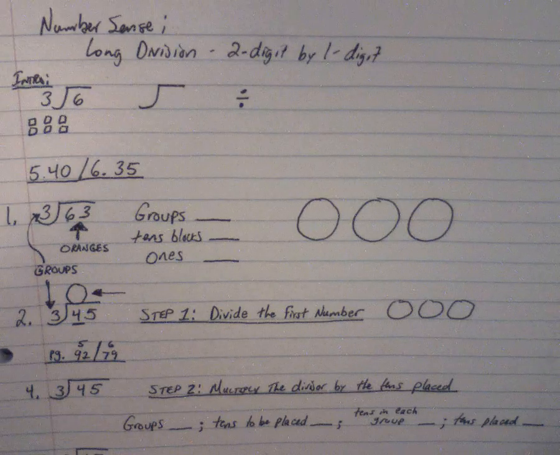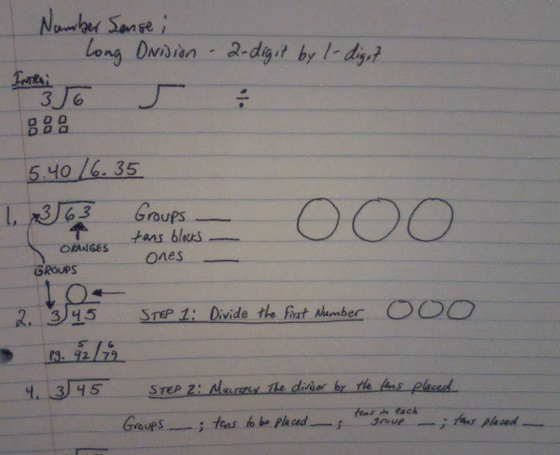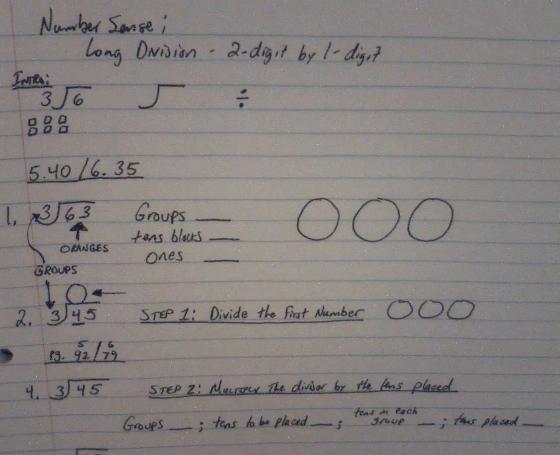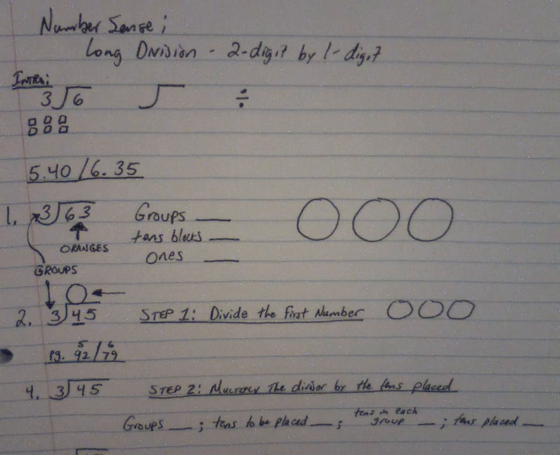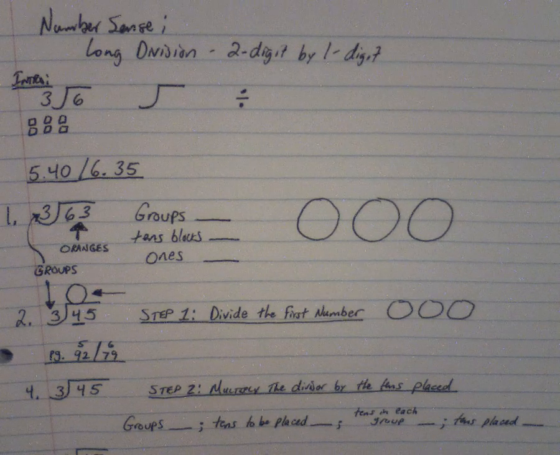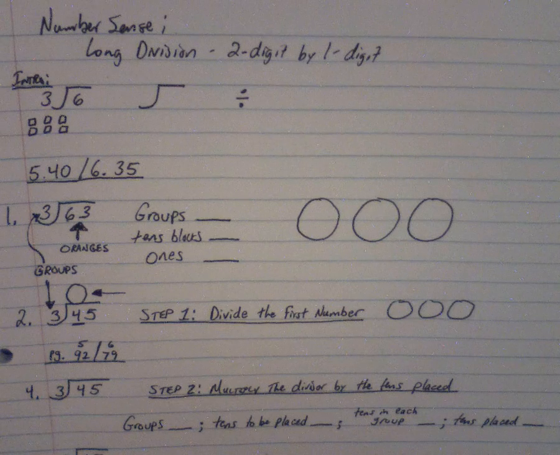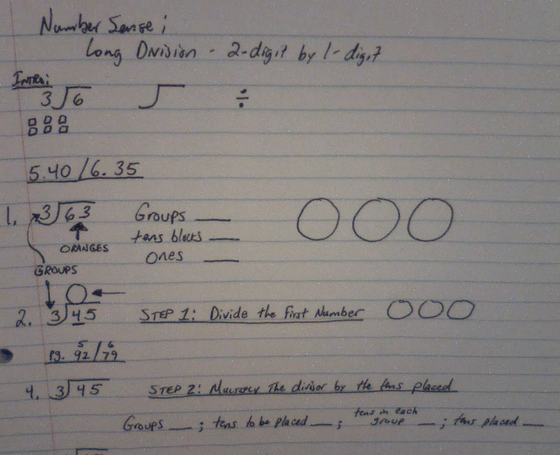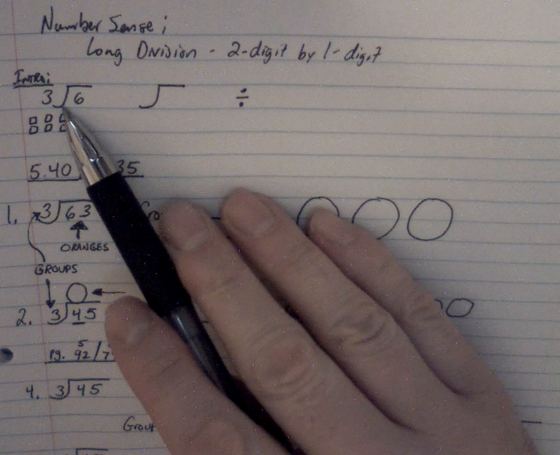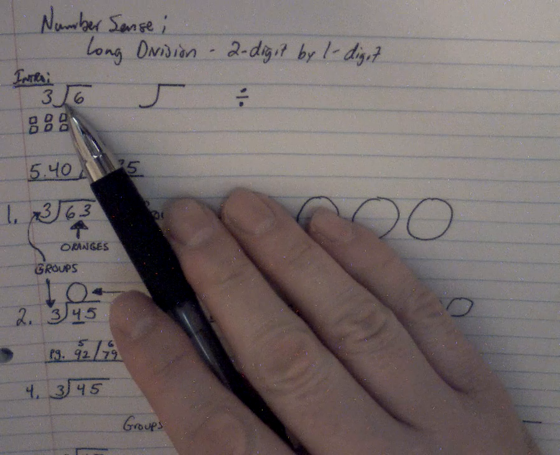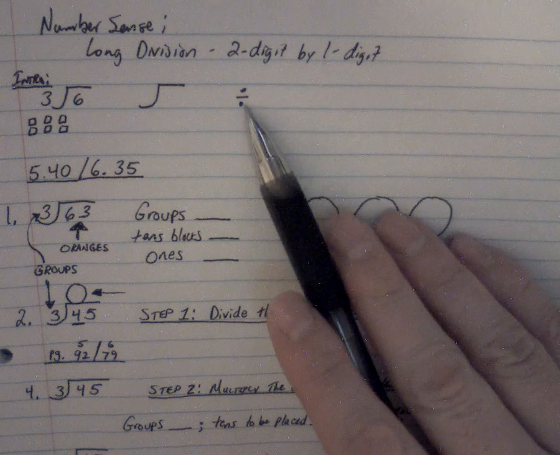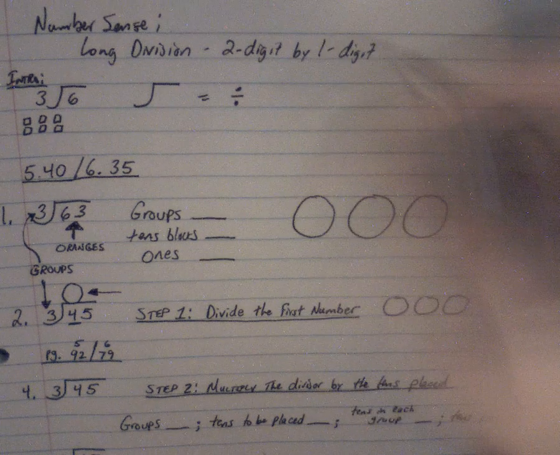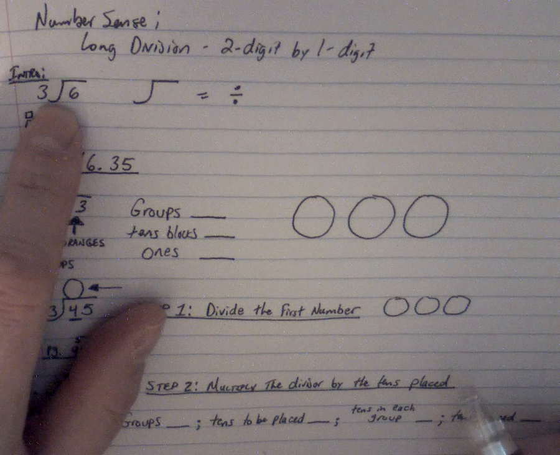Today we're going to be still looking at number sense, and what we're going to be looking at today is long division. We're going to be doing 2-digit by 1-digit long division. And in order to do long division, when you see this symbol right here, it is exactly the same as this symbol. So these two are the same thing. This just means that we are dividing.